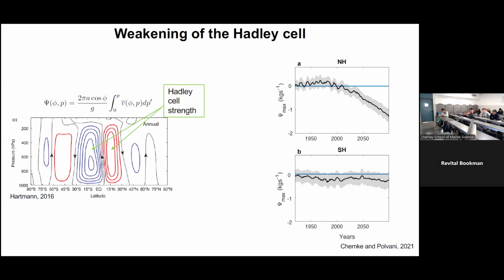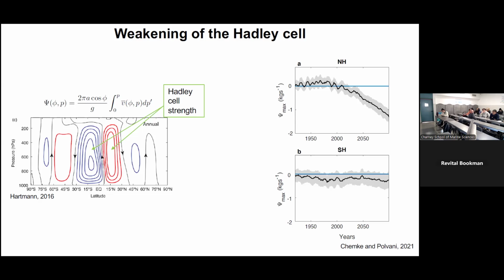Okay, and the black line is the mean of the model, and the gray is some uncertainty across the models. What I want you to take from here is that in the northern hemisphere, the circulation is projected to weaken by the end of the century, right? You see the negative values. We expect to see a reduction of approximately 16% by the end of the century, but not in the southern hemisphere.